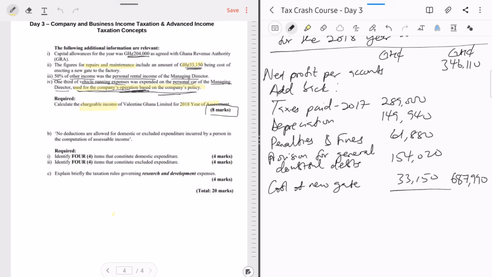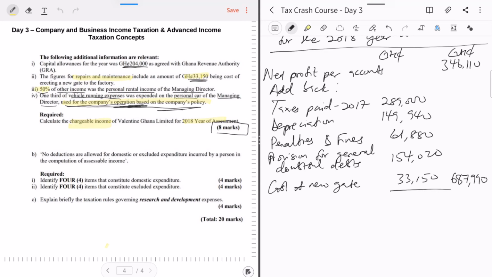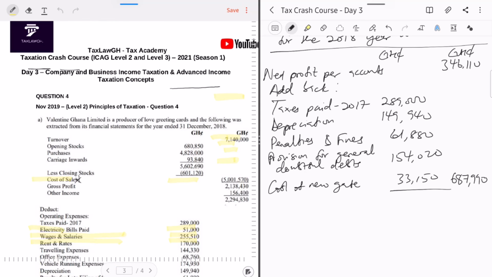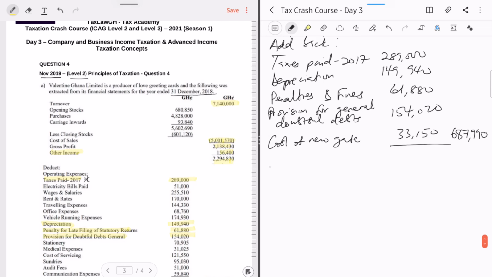This will give me 687,990. Then do you remember this note that said 50% of the other income was the personal rental income of the MD, managing director? So we come here, you can see other income here of how much? 156,000. They are saying 50% of that figure was from his rental income. So we need to deduct that. It's not business income. So we need to less rental income of MD.